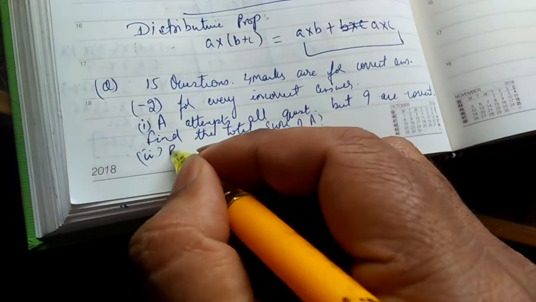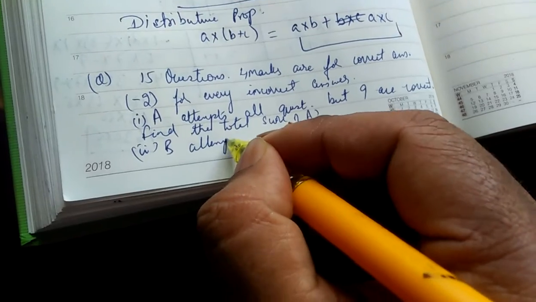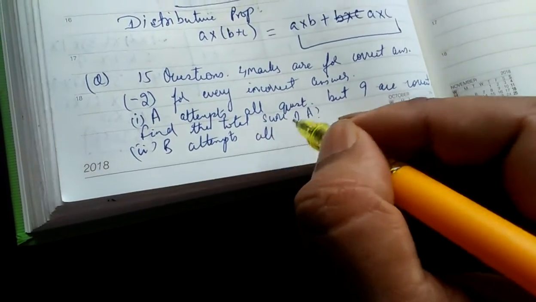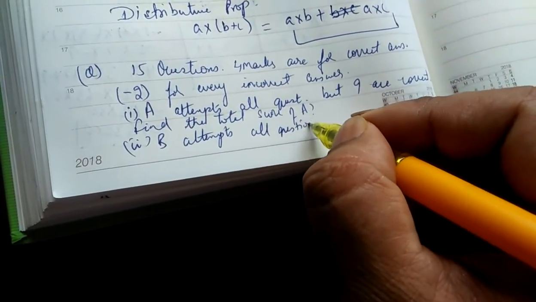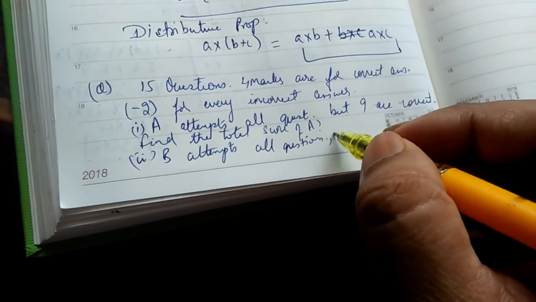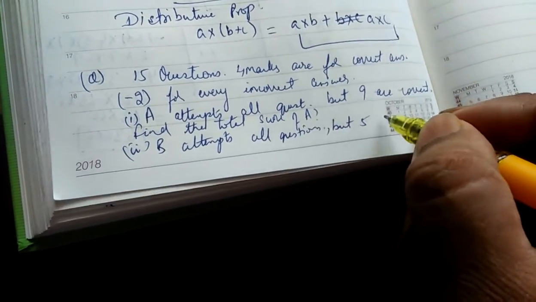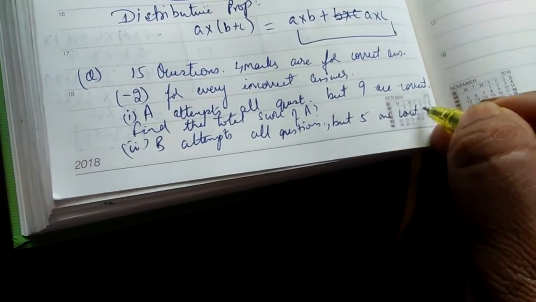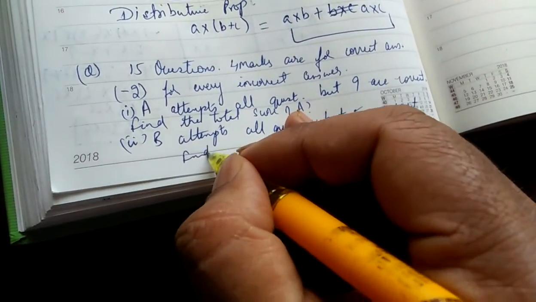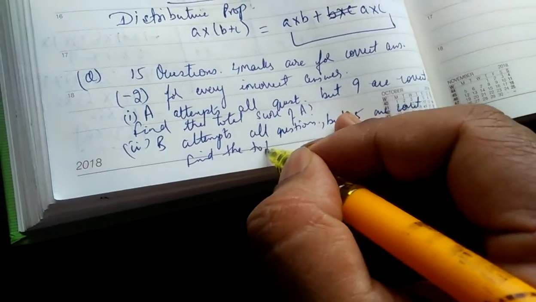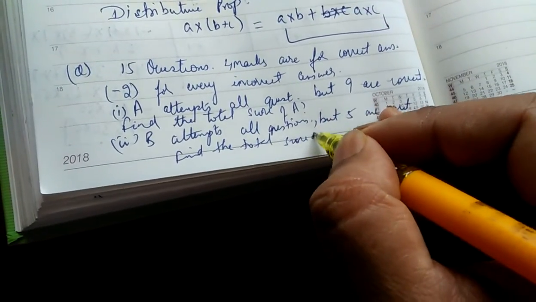B attempts all questions, but 5 are correct. Find the total score of B.